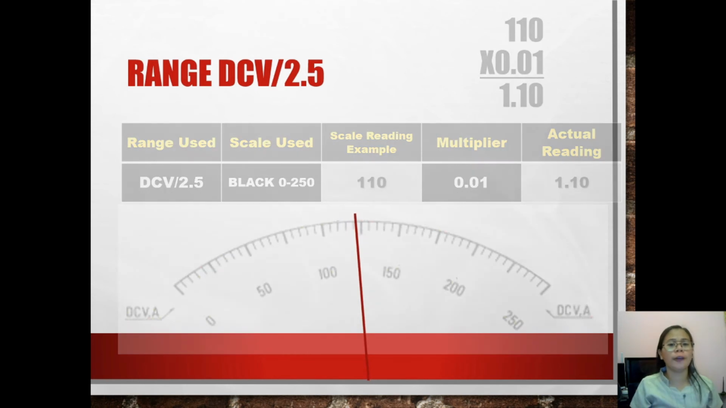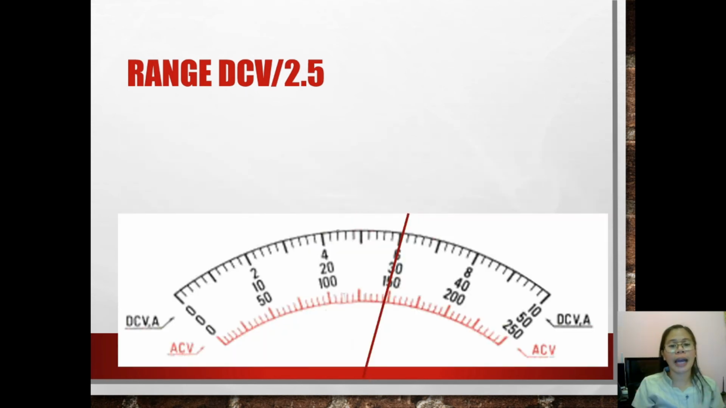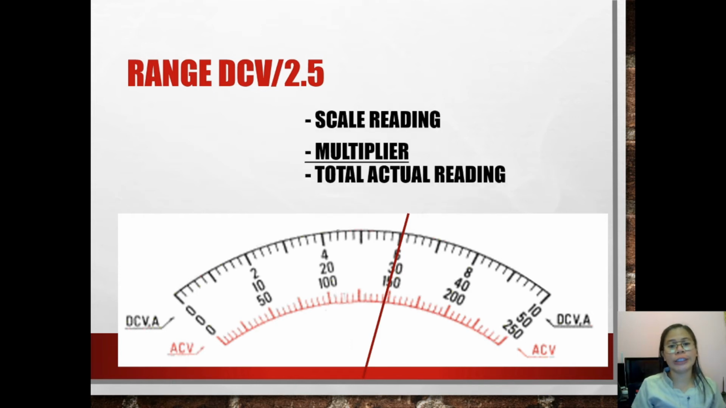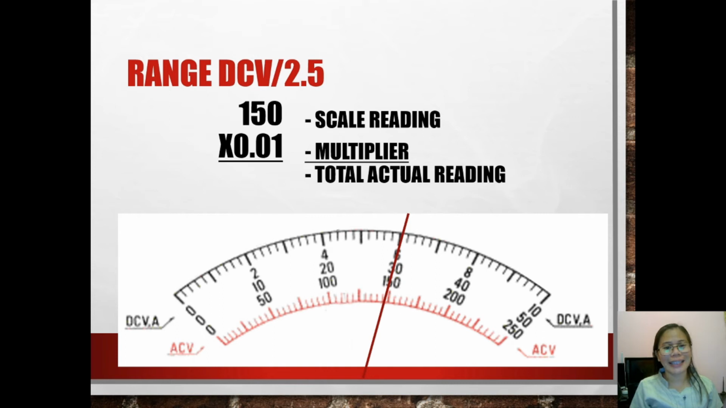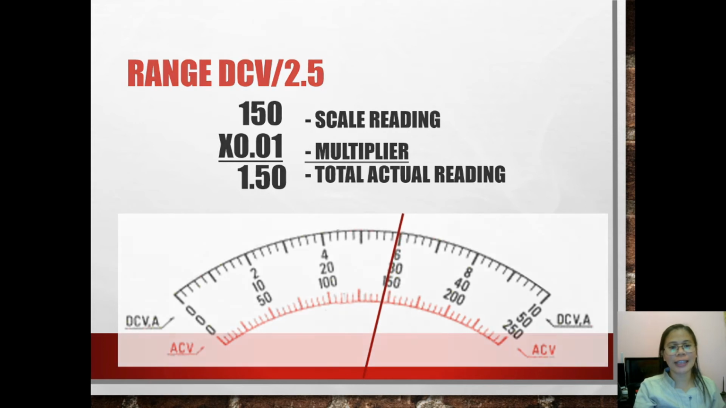If our pointer fluctuates on this side of the scale in the range of 2.5, what is your scale reading? Okay, very good. Our scale reading is 150 because we use the scale of 0 to 250. 150 times 0.01, the multiplier, what will be the total? Very good. It is 1.50. Let's proceed to the next range.